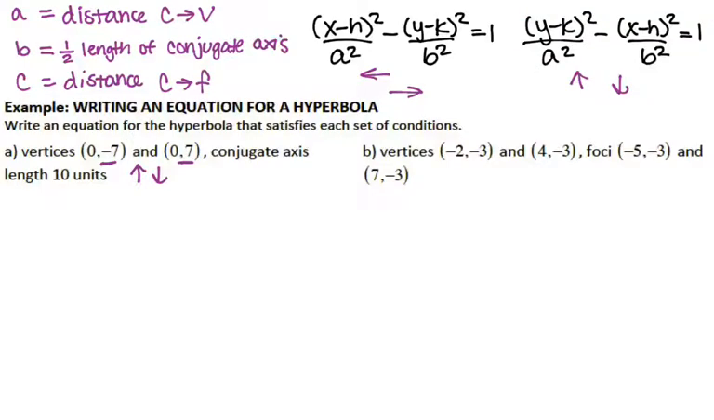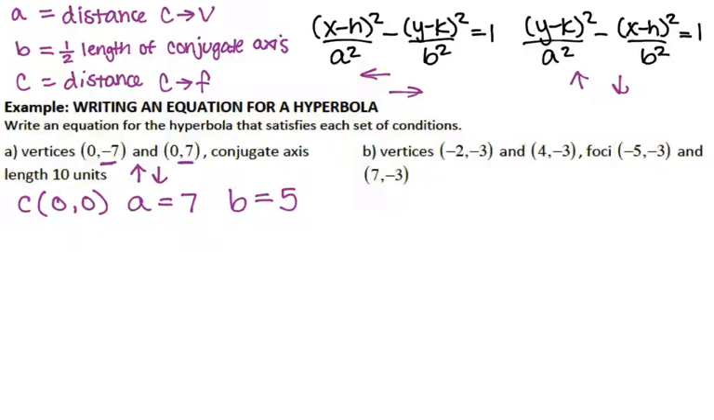Now I need to find my center, because my center is h and k. I need to figure out what's right in the middle of (0, -7) and (0, 7), and that's the origin, (0, 0). Now A is the distance from your center to one of your vertices. So going from (0, 0) to (0, -7) is 7 units. B is half the length of the conjugate axis. So if the conjugate axis is 10 units, that makes B 5. And now I can write my equation.